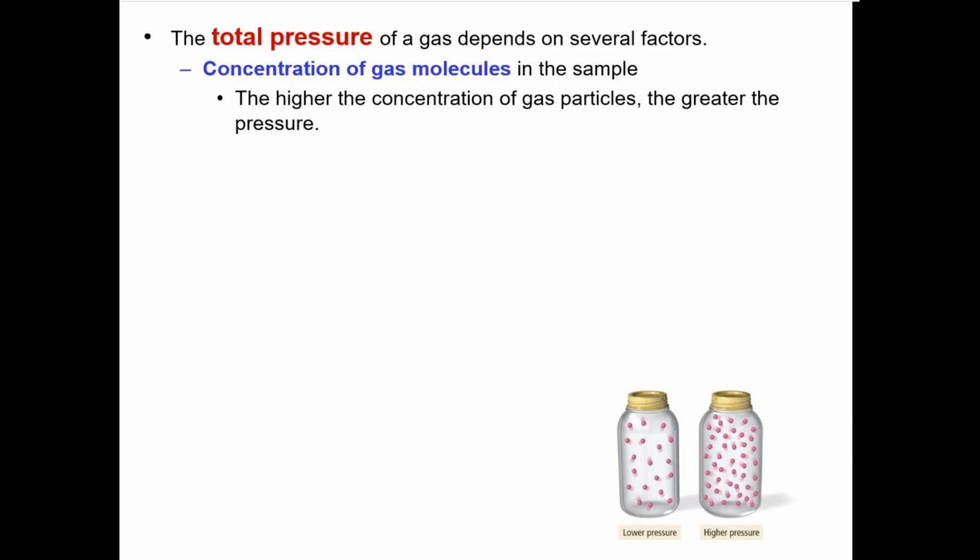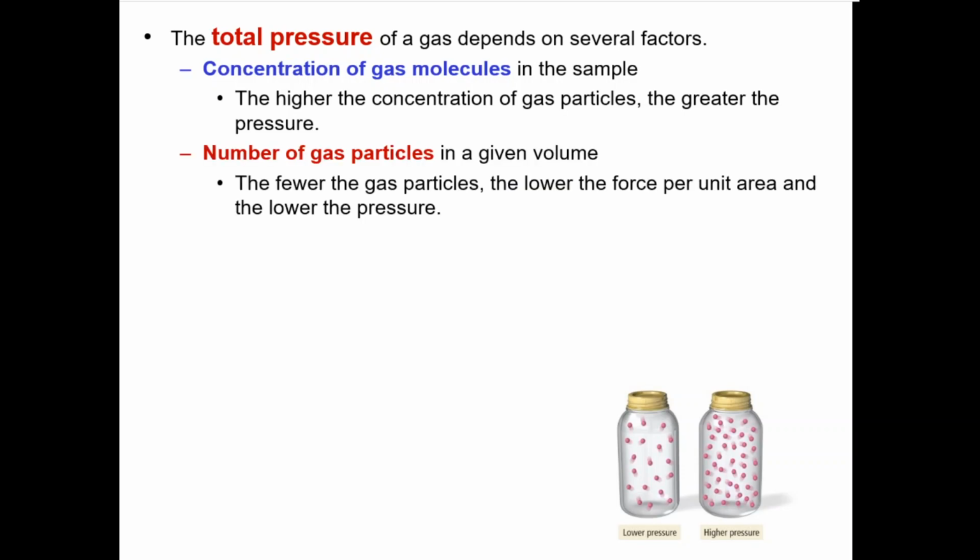Okay, so what about if we have gases trapped in a container? The total pressure of a gas depends on several factors. The first factor here is the concentration of the gas molecules. The higher the concentration of the gas particles, the greater the pressure. That kind of makes sense, right? If I have more of something, it's going to push out more.